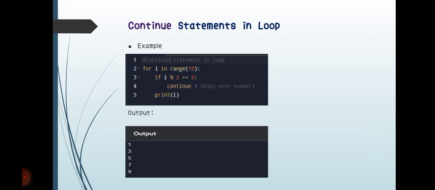and moves to the next, and like that it will print 1, 3, 5, 7, 9. So it will only skip those numbers which can be divided by 2 and give the remainder 0. It will skip the even numbers. Basically continue is used to skip all the even numbers. So this is all about loops in the Python program. Thank you.